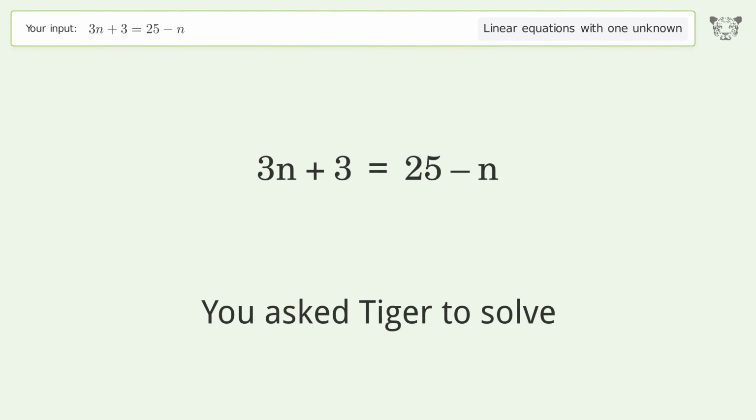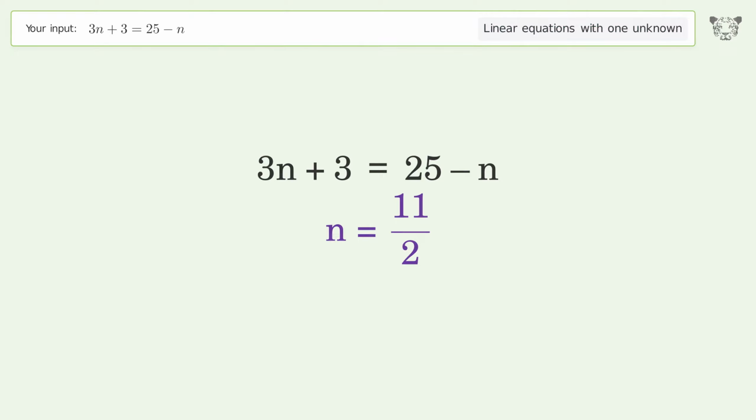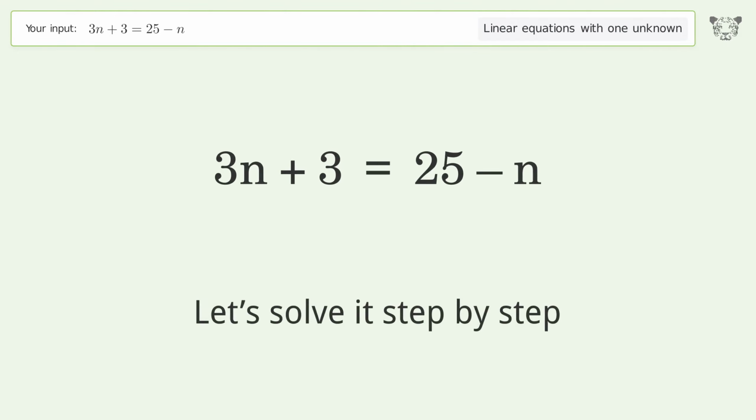You ask Tiger to solve. This deals with linear equations with one unknown. The final result is n equals 11/2. Let's solve it step by step.